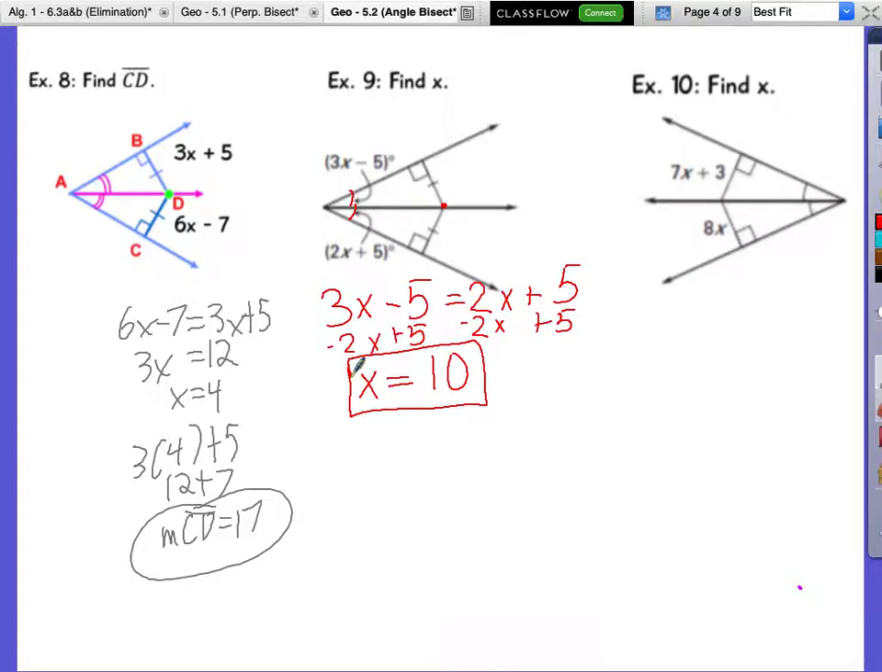Okay, so these two angles are equal. I know, crazy. So then you can set these two equations equal to each other and then solve, normal, and it just wants you to find x. Questions?